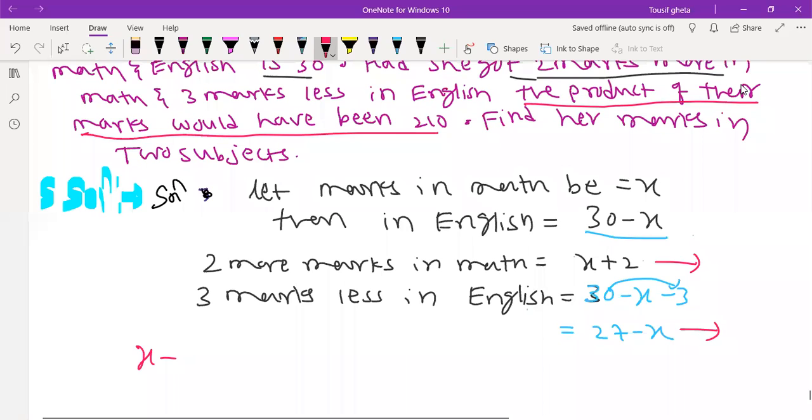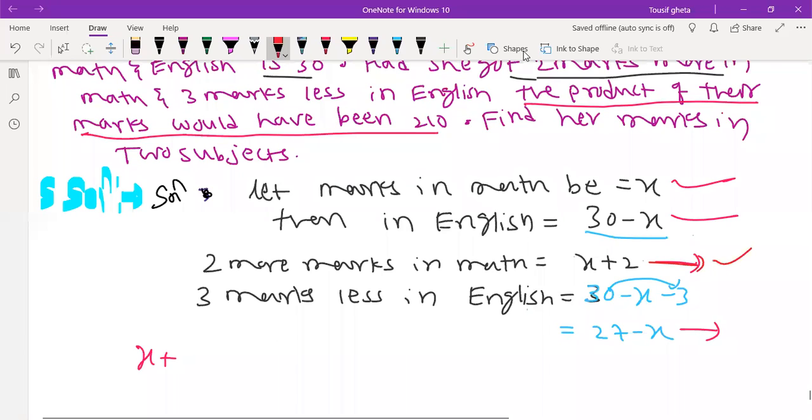So this is the marks. In English, total sum of the marks is 30. So in English, 30 minus x. 2 more marks in maths means x plus 2. 3 marks less means 30 minus x minus 3, 27.